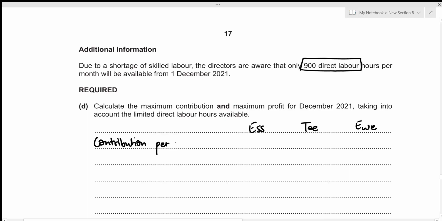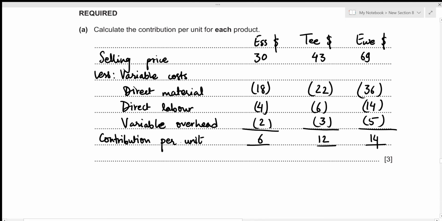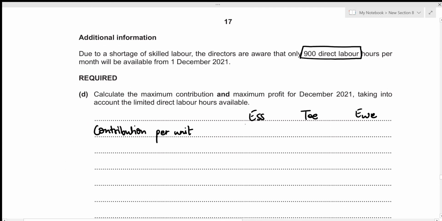So contribution per unit for these three products, we already figured it out in the first part. Let's have a look. And the required contribution is 6, 12, and 14 respectively. So let's just write it down. That's 6, 12, and 14. Now we will divide this contribution per unit with our limited resource. So the limited resource that we're talking about is direct labor hour, right? So we just write down the direct labor hour per unit that is required in order to produce these three products. So direct labor hours per unit.